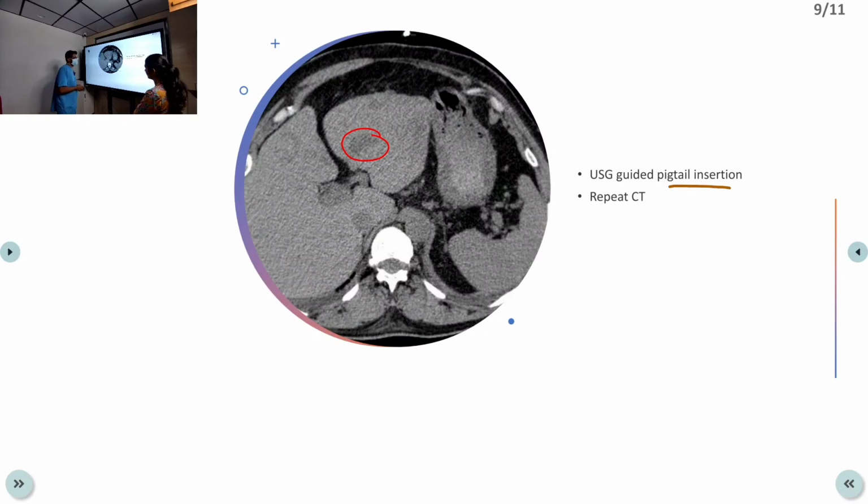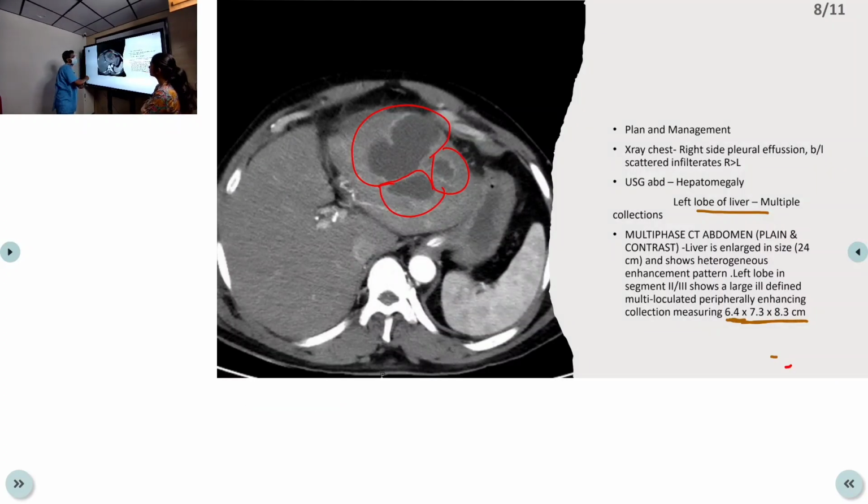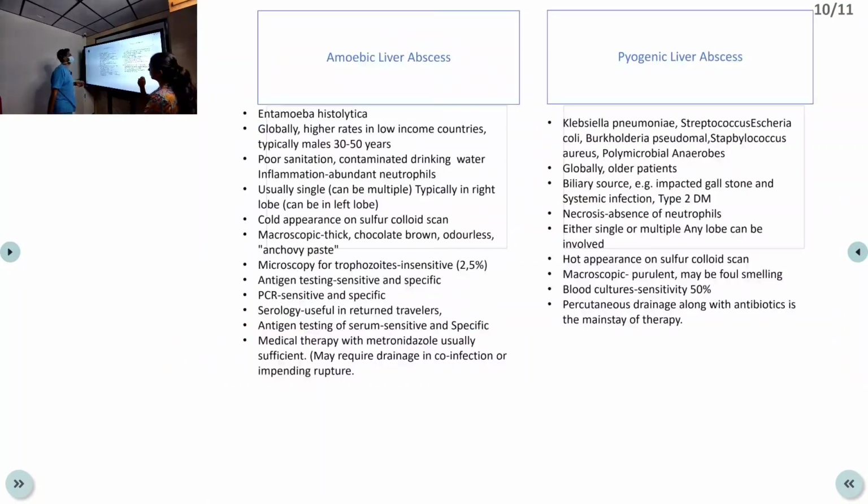Okay. Here the most important thing to look for is to differentiate between the amoebic liver abscess and the pyogenic liver abscess. Amoebic liver abscess is mostly caused by Entamoeba histolytica, whereas pyogenic liver abscess is usually caused by Klebsiella, E. coli, then Staphylococcus, and Streptococcus also can cause the same. Amoebic liver abscess is usually seen in low-income countries and in a younger age group, whereas pyogenic liver abscess is usually seen in an older age group.